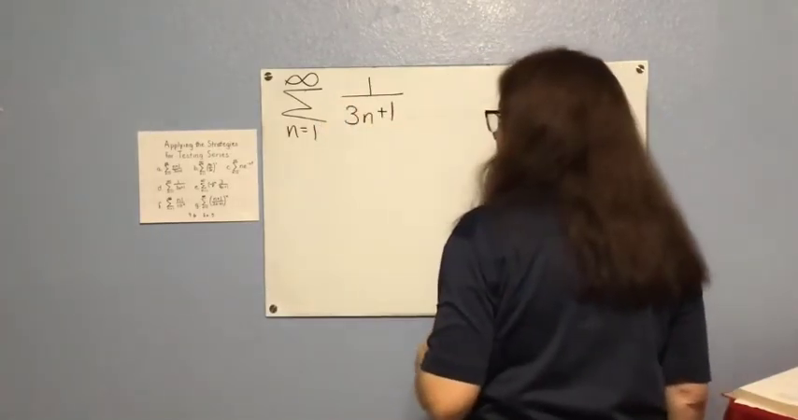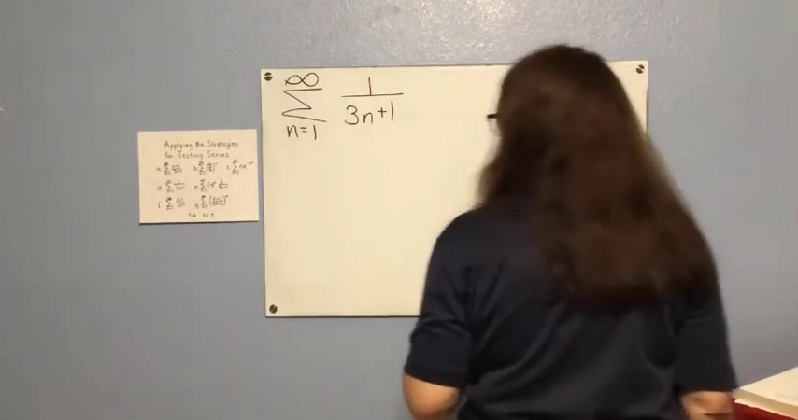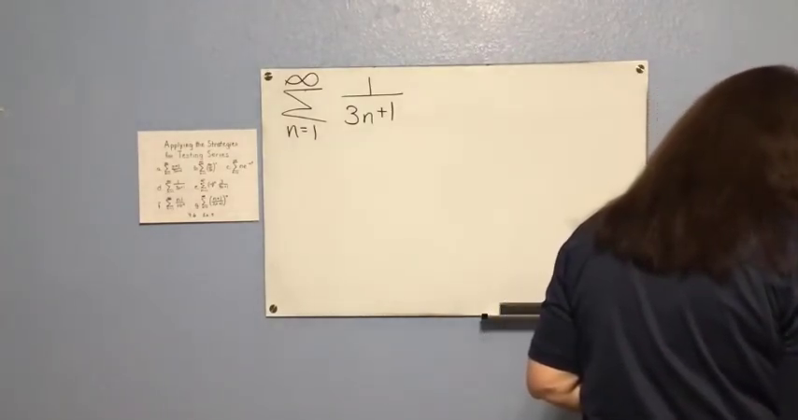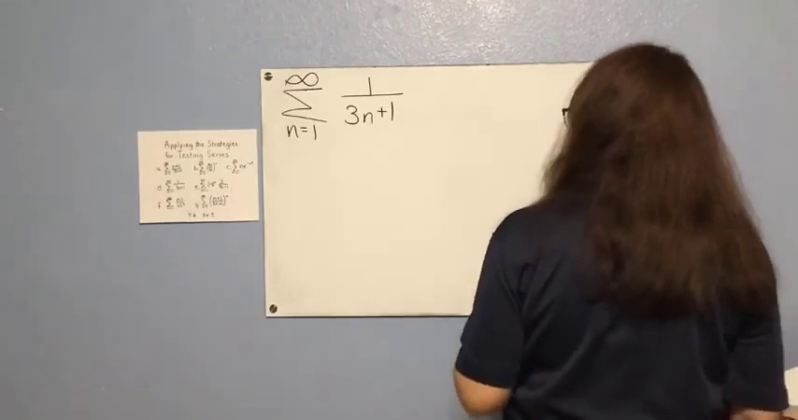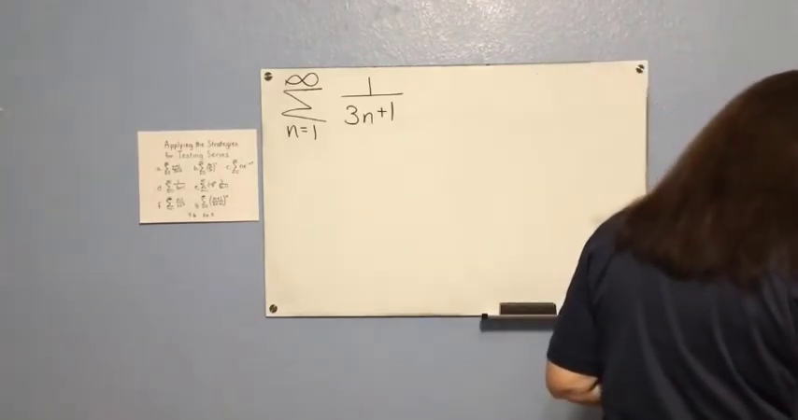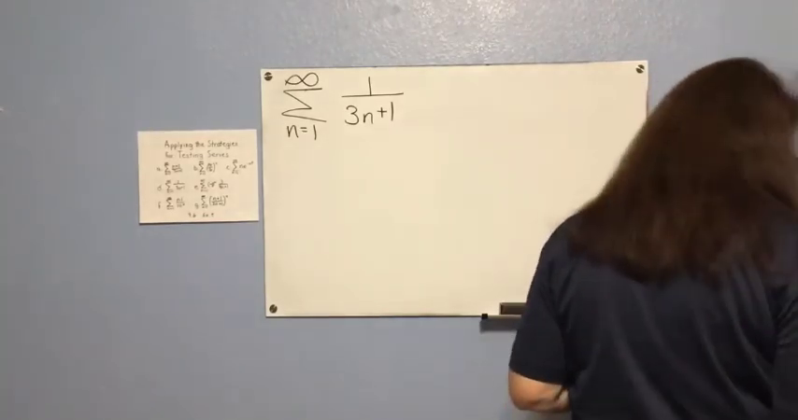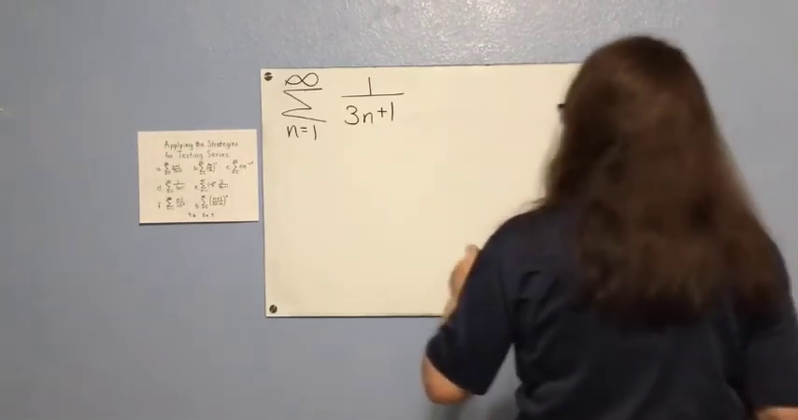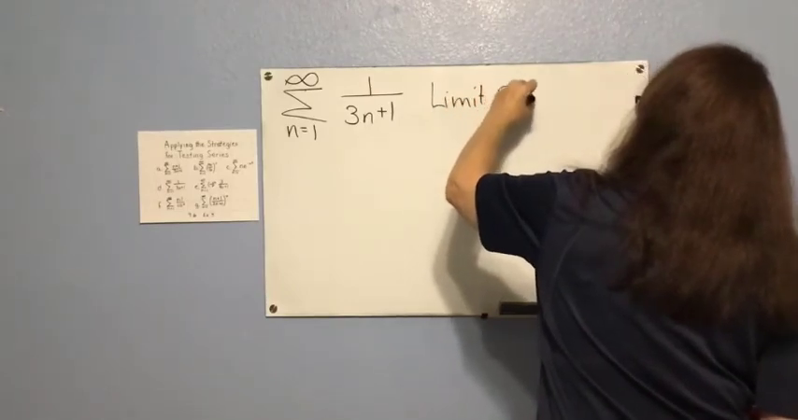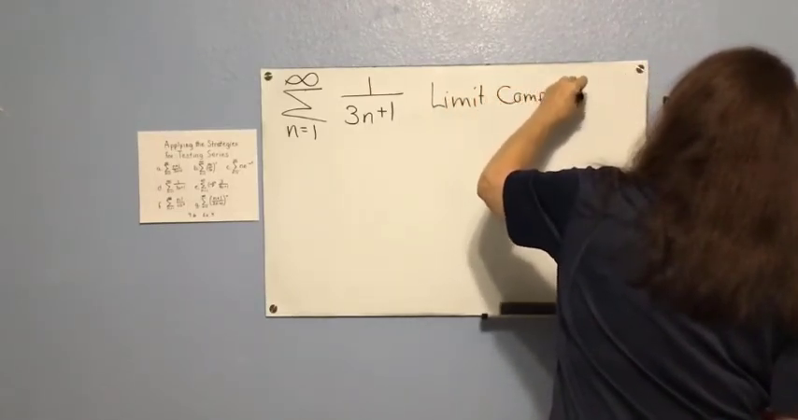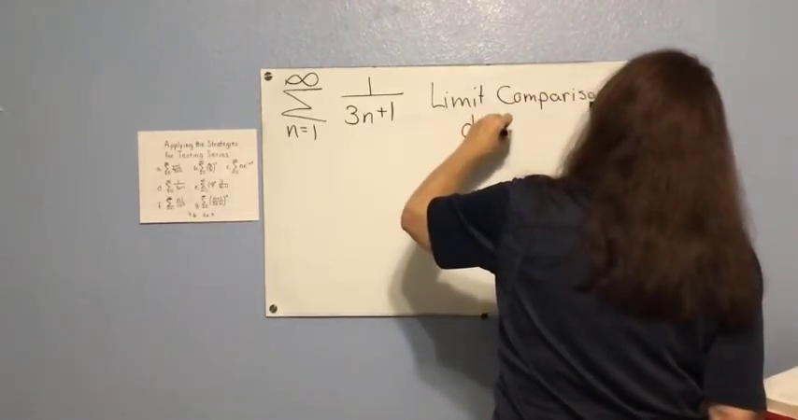This one looks a lot like the first one where I had n plus 1 in the numerator. Same denominator. Okay, but the nth term in this series could be compared to the nth term in the harmonic series. Okay, after using the limit comparison test, we can see that this series diverges.